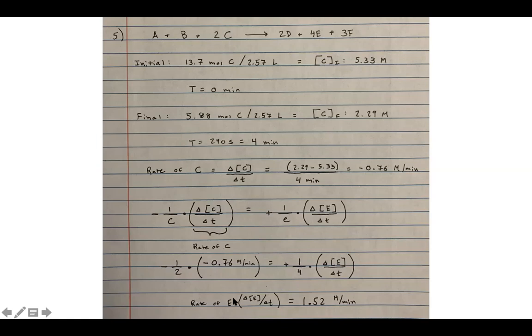And so the rate of E, which is just equal to the change in concentration per unit time, is equal to 1.52 molar per minute. It's basically twice as fast as C, and it should be positive because it's a product.